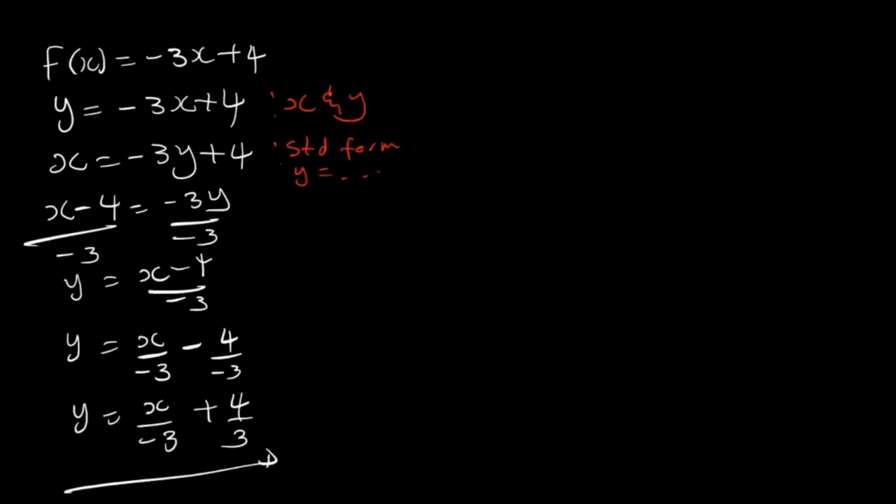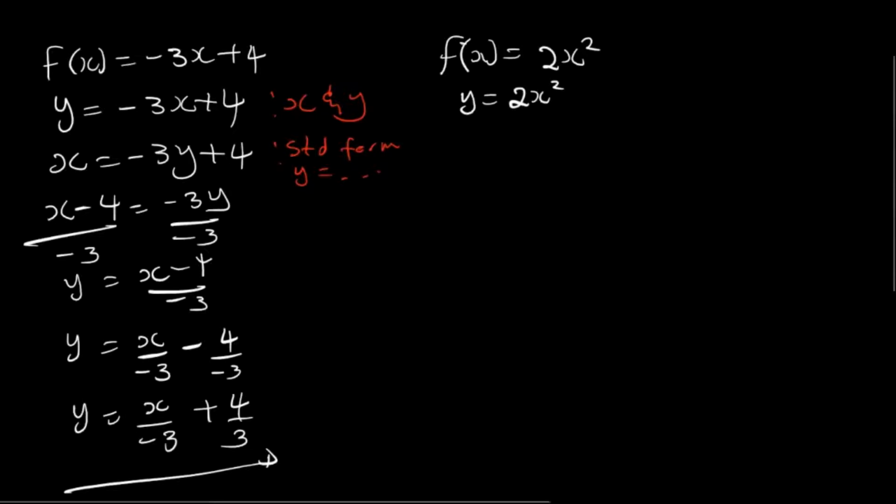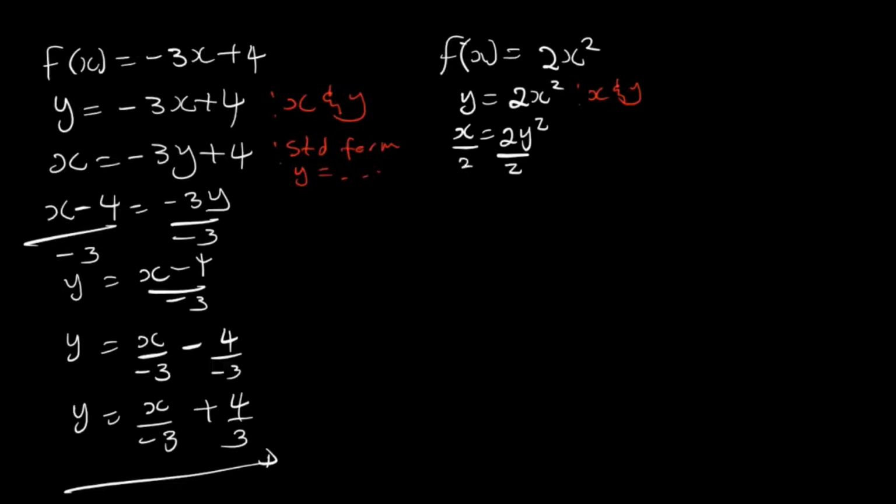Consider also having f of x is equal to 2x to the power 2. So you're going to write it as y is equal to 2x to the power 2. And then you interchange your x and your y. So you're going to have x is equal to 2y squared. Then divide by 2 on both sides, we have x over 2 is equal to y squared.